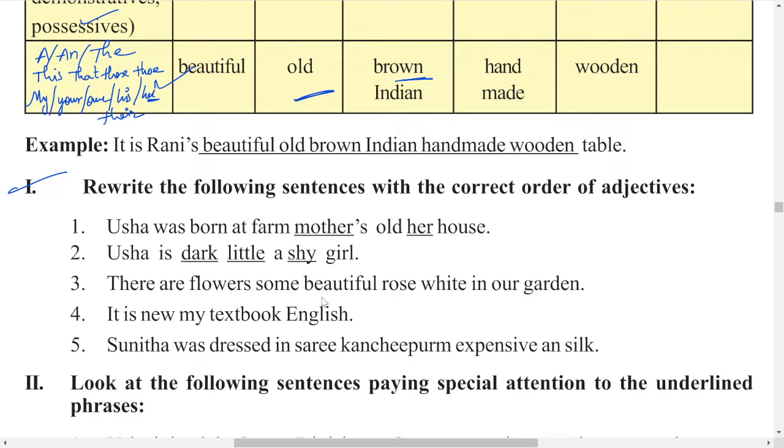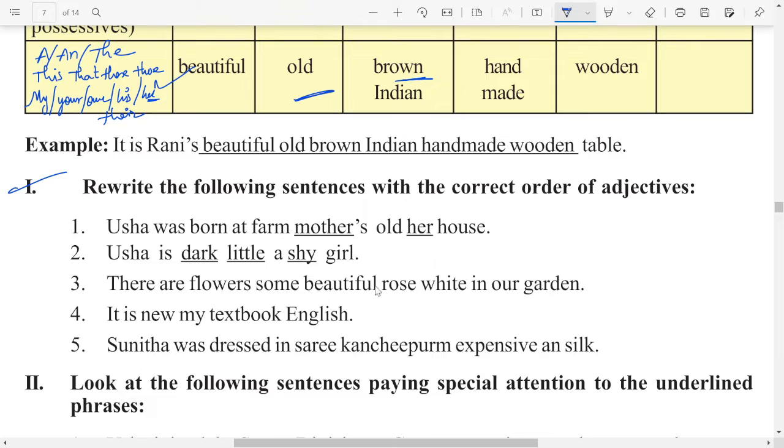These are some beautiful rose, white flowers in our garden. So what is the correct order? Garden is the noun here, my dear students. How do we rearrange this? The first word must be our, because here we can see the possessive our must be used. So the first one is our.